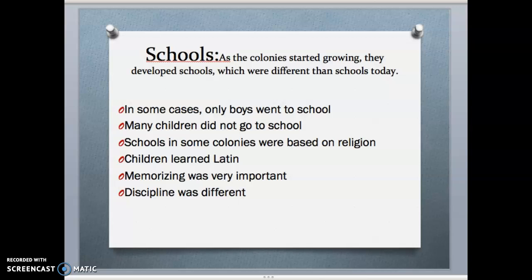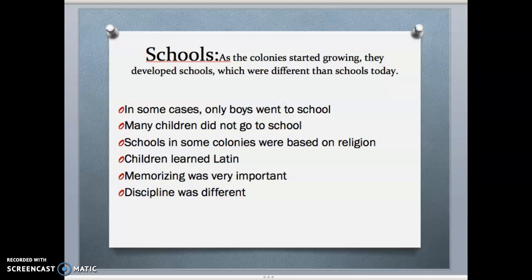So I want to look through and see if I can form 3 solid subtopics out of this. So let's look at my first 2. In some cases, only boys went to school. Well, I could write a couple sentences about that. But my second bullet point, many children did not go to school, that kind of includes my first idea. And I feel like I could write a good solid paragraph about that. So I might talk about who went to school as my first idea. My third point here, schools in some colonies were based on religion. That seems like about the same size as who went to school. So I feel like if I made that a second subtopic, I could write a paragraph about that.